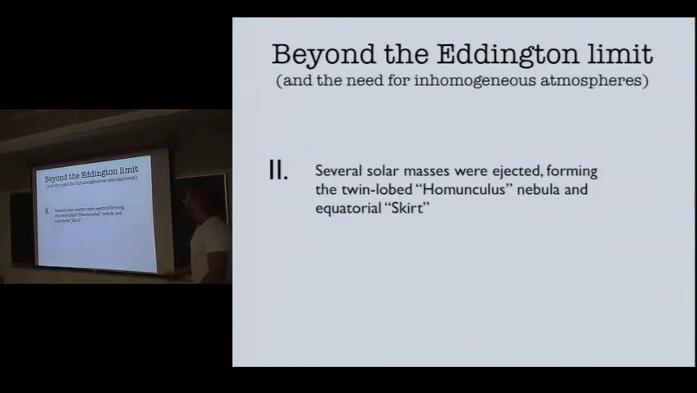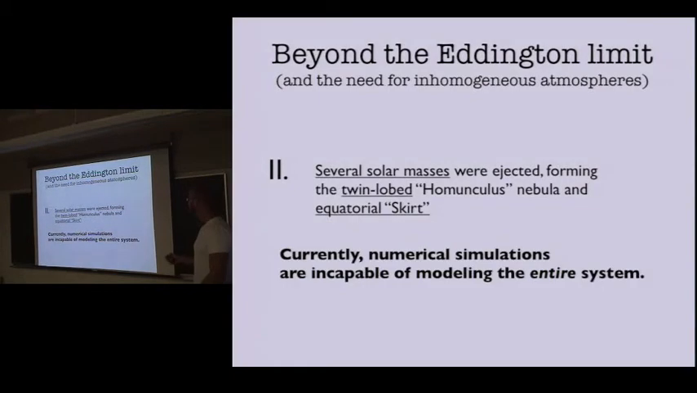So the goal of this work is to explain, one, how could several solar masses be ejected during the eruption; and two, how could the nebula have such a distinct twin lobe geometry, and explain the equatorial skirt. And as you'll see, a very simple model explains all of these features, combined, of course, with the large luminosity. The reason why an analytical model is even necessary is because numerical simulations are not even close to modeling the entire system.